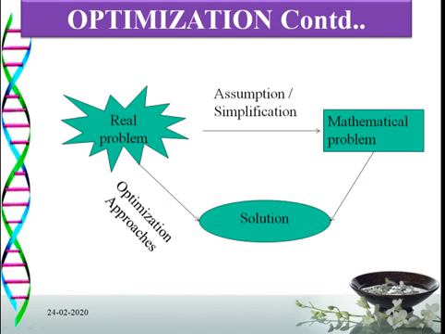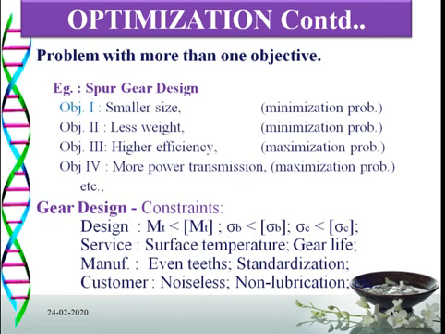But in the optimization approach, it is giving n number of different answers for every trial. So that is the difference between the mathematical problem and the optimization approaches. Now let us take another example, spur gear design. Gears, all of you know very well. In this, I want to design a gear.